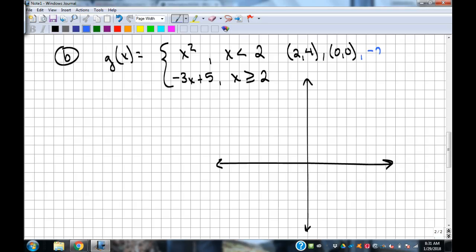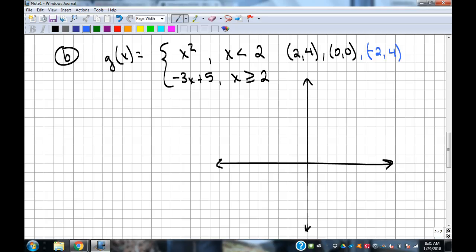I heard somebody whisper -2. Why do we know -2? If I plug that in, -2 squared is 4. Why do I know that that's an important point or would help draw this graph? It's the other side, and we know that x squared is what kind of function?